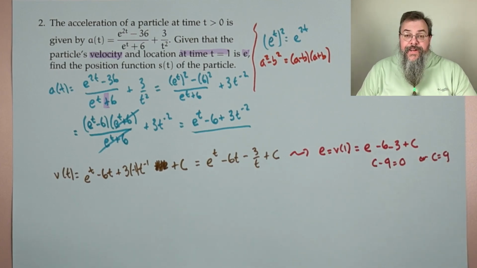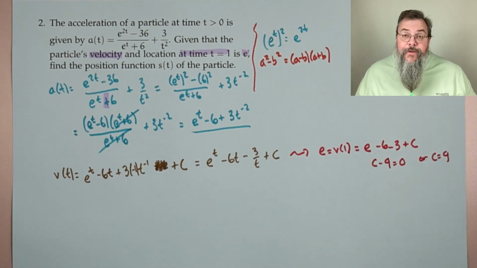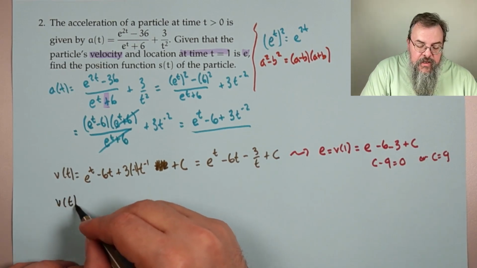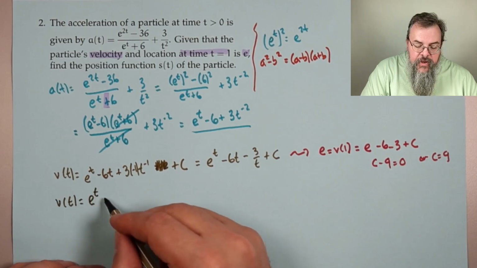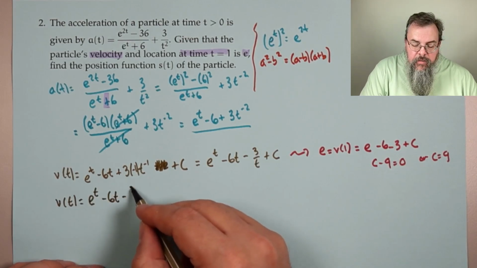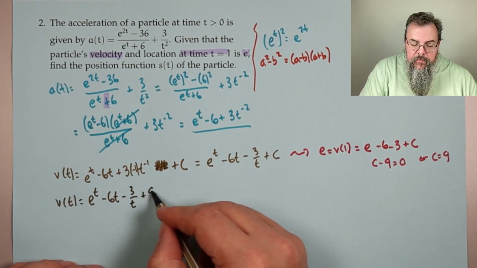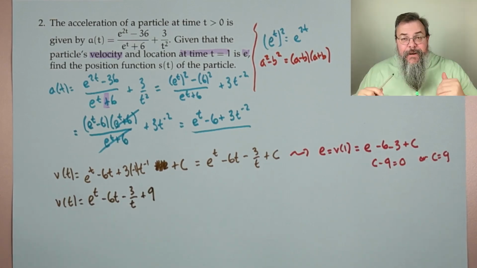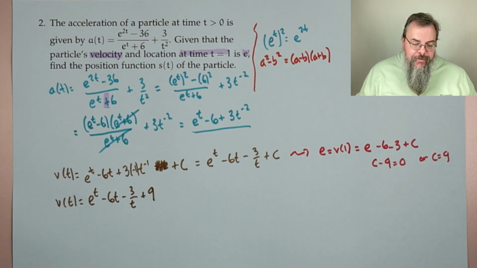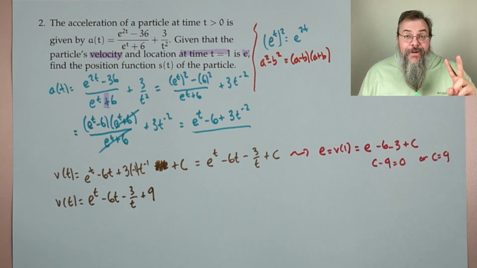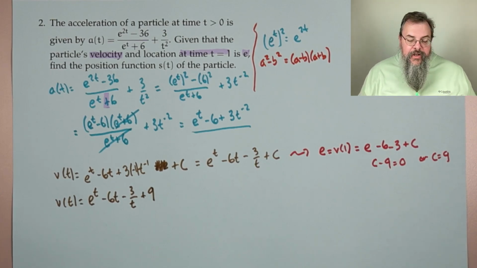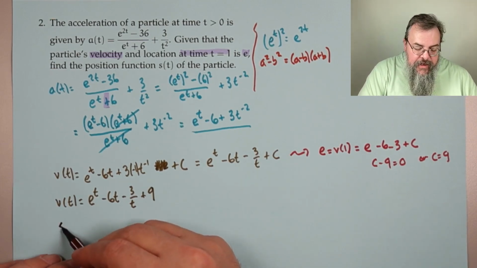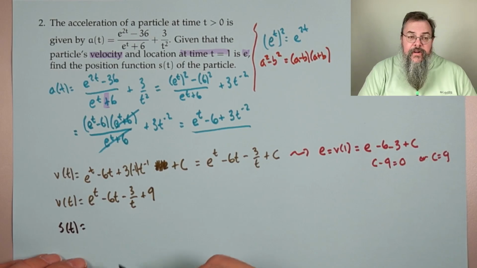Okay, so now let's update. So let's write our velocity using our known value for c. So our velocity function is e to the t minus 6t minus 3 divided by t plus 9. Okay, so we've successfully climbed up one step. Well, this is why the problem is so nice. We're going to do that twice. We're ready to climb another rung. So we're going to get to position s of t. All right, term by term.